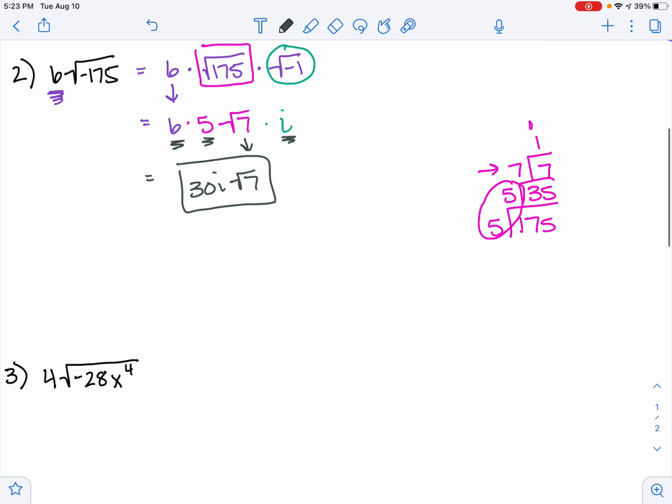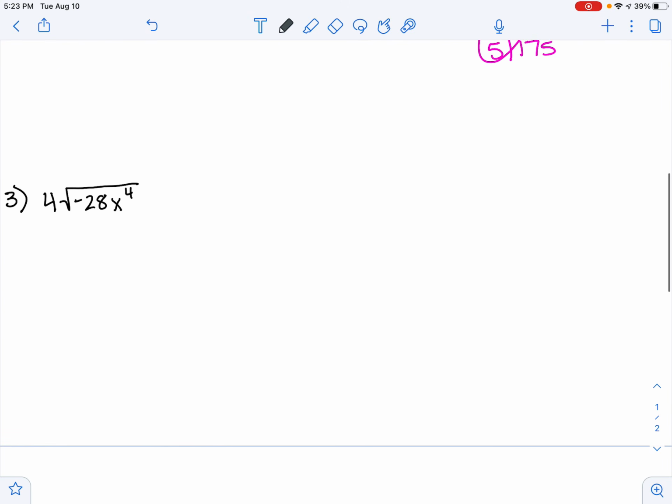Let's go ahead and try one more example, and we're going to follow the same exact process that we just did in the previous two. I have this 4 out in front as a coefficient, so I'm going to go ahead and write that down. That way I do not forget about it. I'm going to separate the square root of -28 x to the 4th into 3 parts.